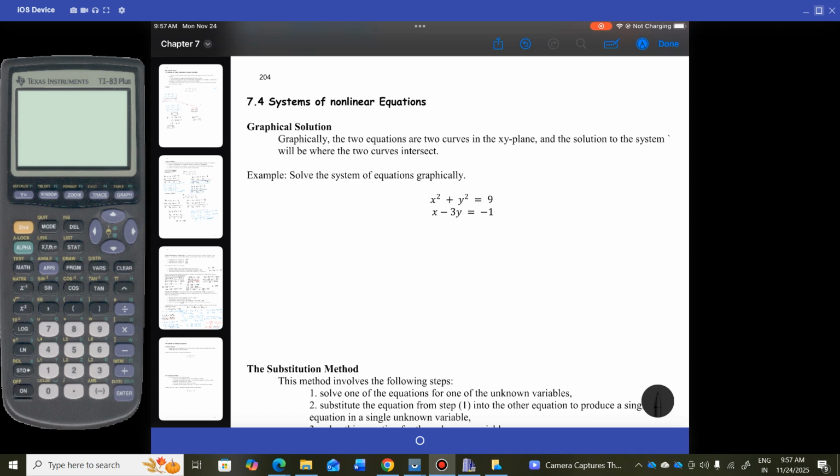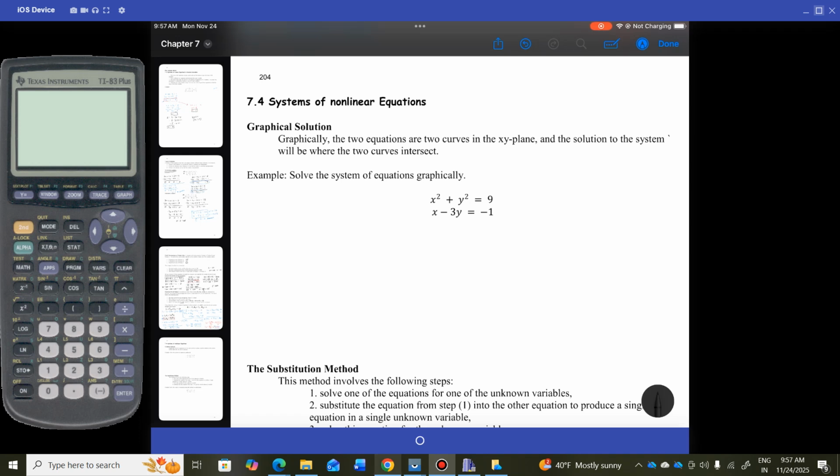Hi, this is Math 1350, and this video is over section 7.4, and we'll be looking at systems of nonlinear equations. And we'll be going through the same methods that you would have learned for systems of linear equations. It's just we have to look for multiple solutions, and it's not as simple as just solving a linear equation or multiple linear equations. So the first one is the graphical solution.